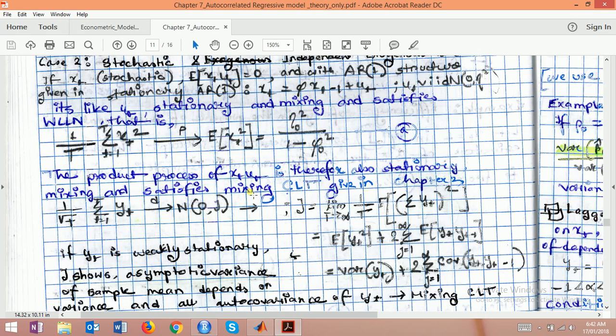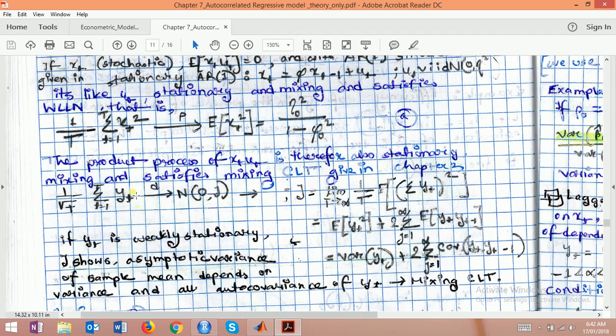The product process of xtut is therefore also stationary, obviously, because ut is stationary. So xtut asymptotically converges, and it is also stationary, mixing and satisfies the mixing central limit theorem, which was, well, we are taking yt whose distribution depends on 0 mean, and the standard deviation is J OPD, which is OPG, the outer product gradient.